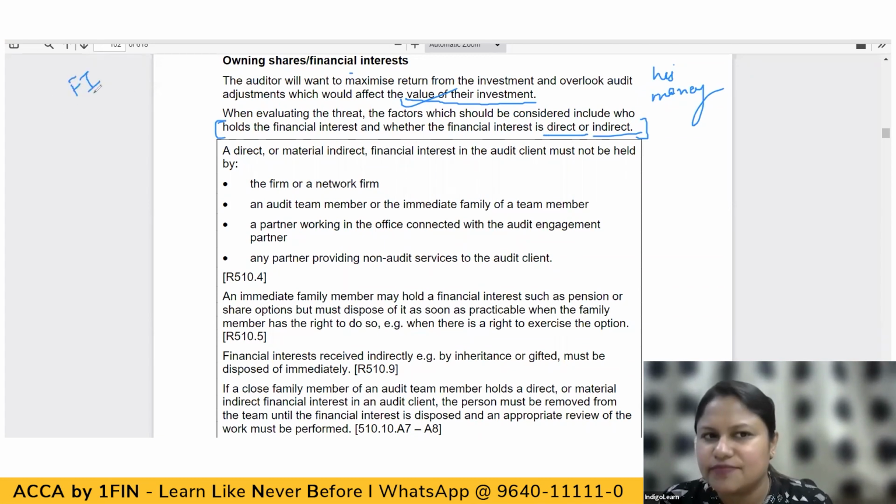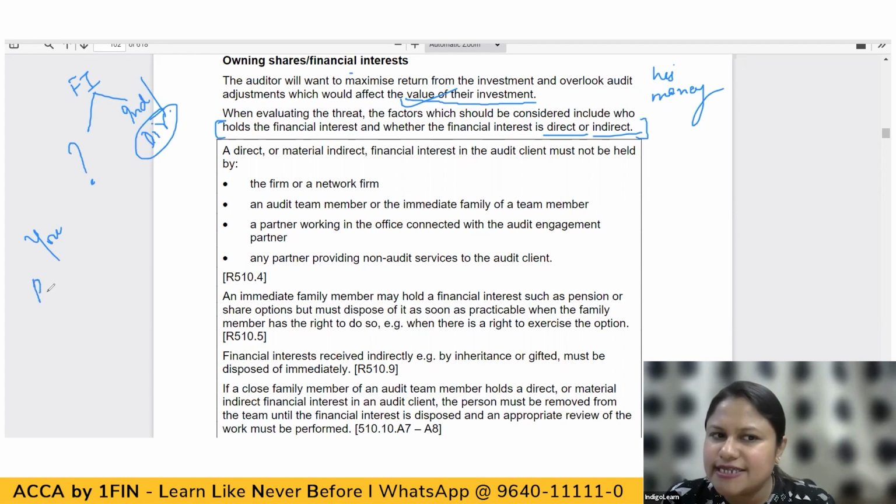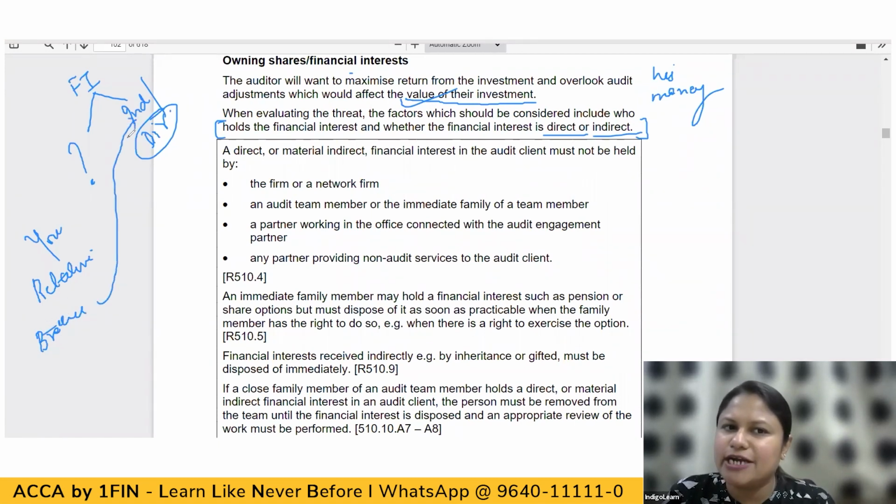Two things you'll consider. First, who is holding it? And second, is it going to impact you directly or indirectly? For example, if you are holding, it is going to directly impact you. But there is a possibility that even your relative could hold. Correct? So there could be a possibility your brother is also holding shares in the company. But that will indirectly impact you.